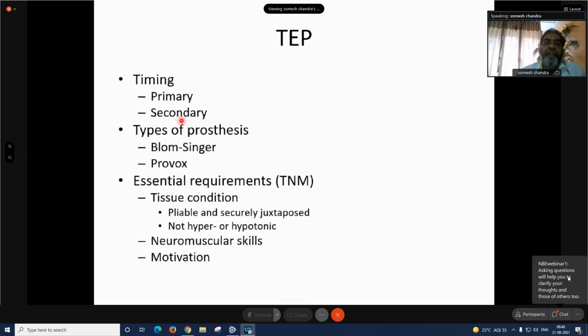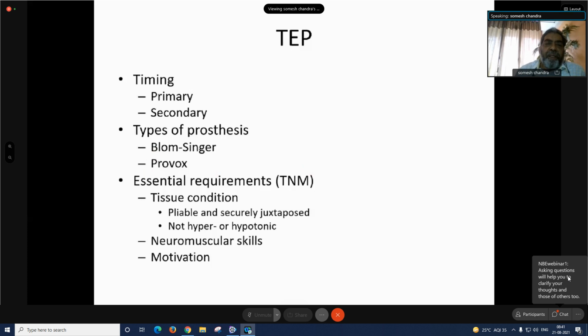TEP, when should the tracheoesophageal puncture be done? It can be done as a primary case at the time of laryngectomy, or secondarily after everything has healed and radiation is over. If you are doing it post-radiation, you must wait at least 6 weeks, preferably 3 months before you attempt it. The common valves available are these. Provox is the more commonly used here.